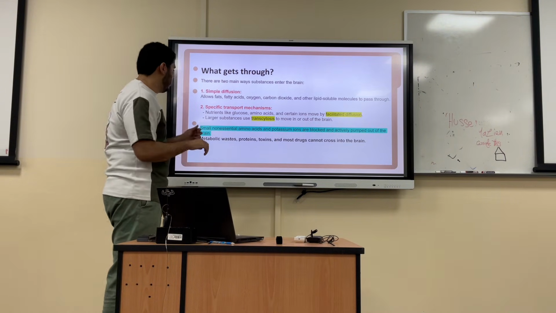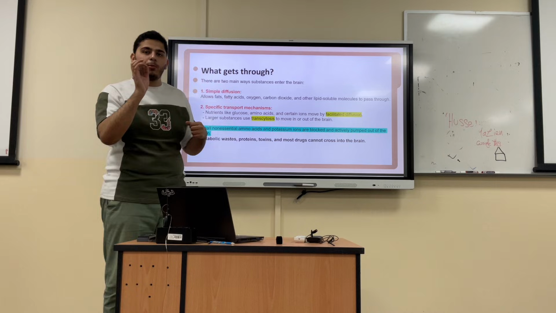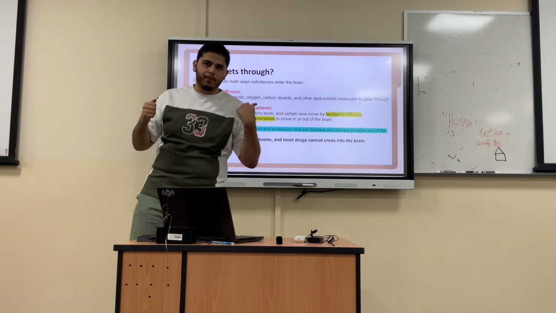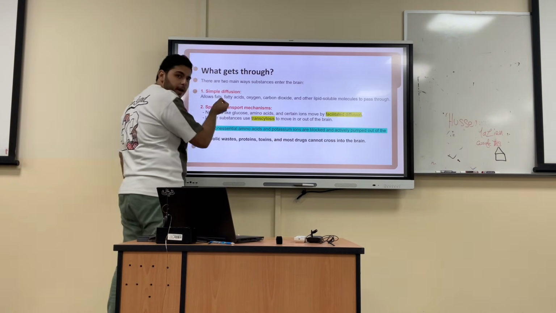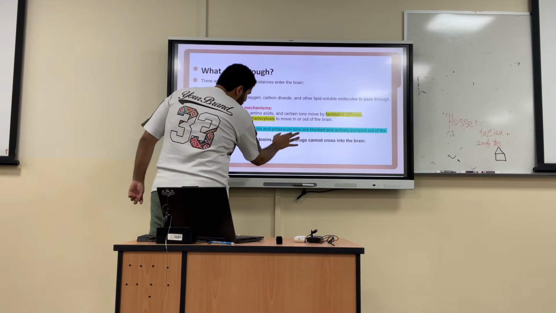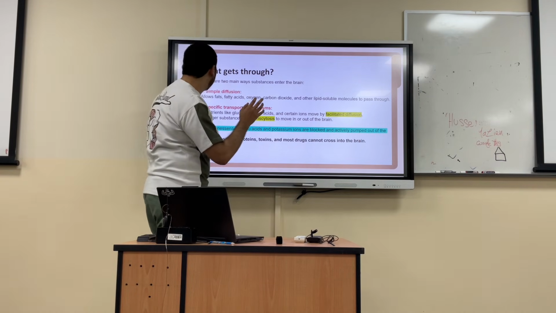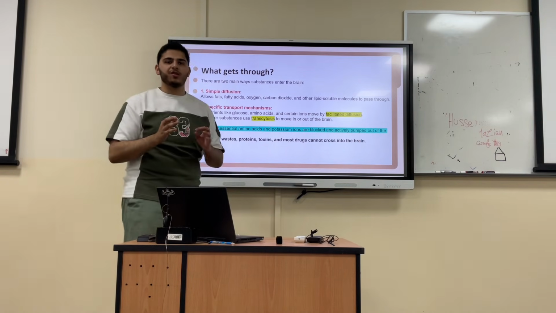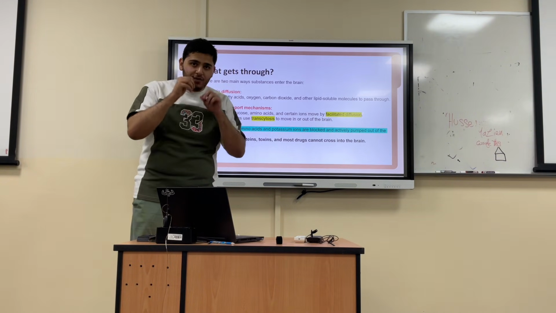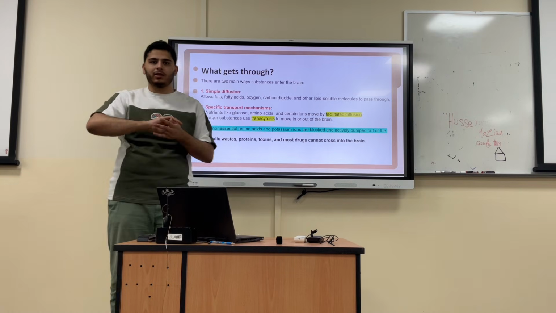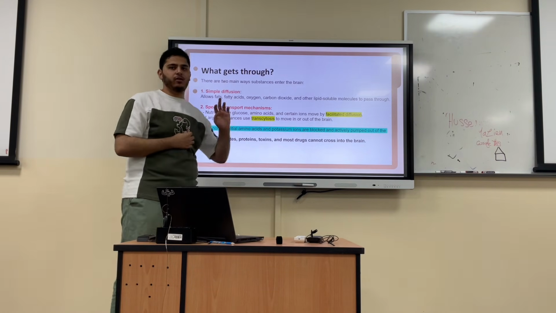Okay? Here is the most important thing. Why did I tell you before, guys, that potassium is low compared to the blood plasma? Because small non-essential amino acids and potassium ions are blocked and actively pumped out of the brain. Why? Because it's highly toxic if we find potassium in the brain. So if we even find it, the brain will dispose of it outside directly. Metabolic waste, proteins, toxins, and most drugs cannot cross into the brain.